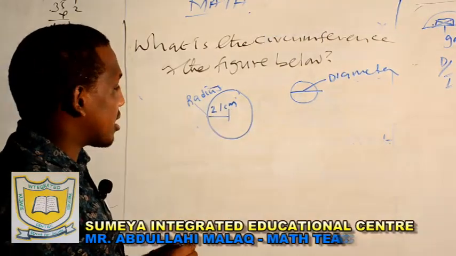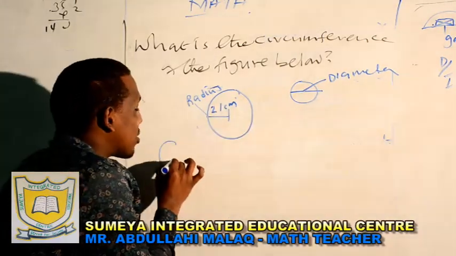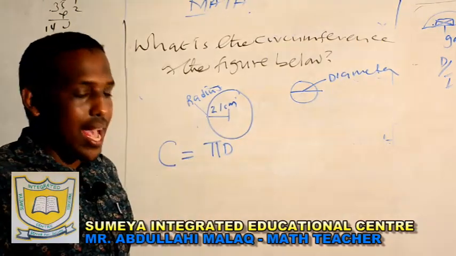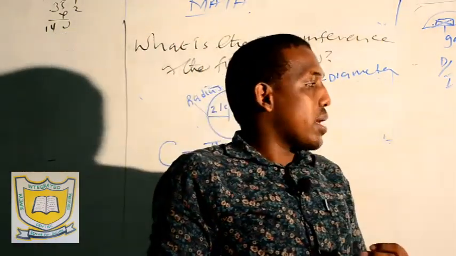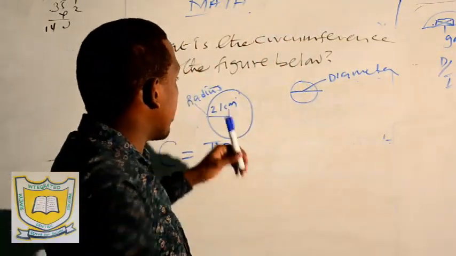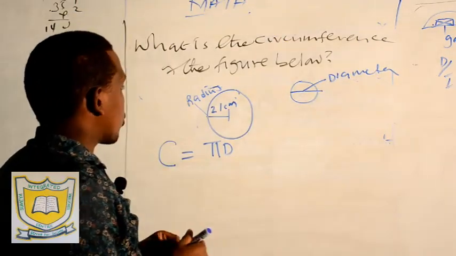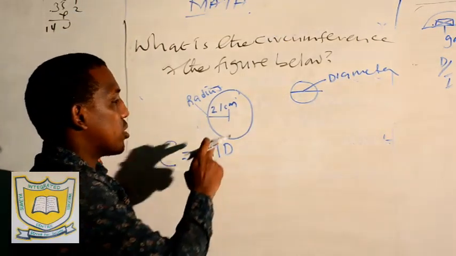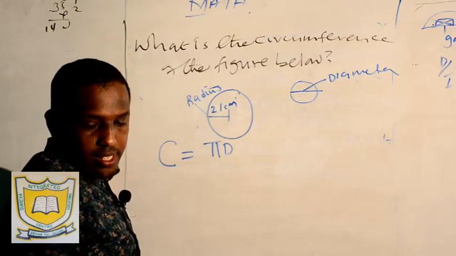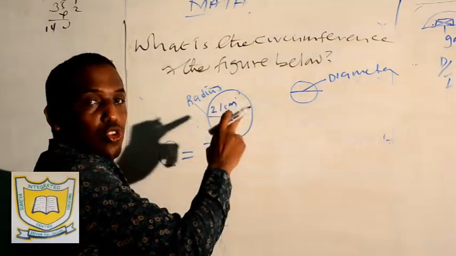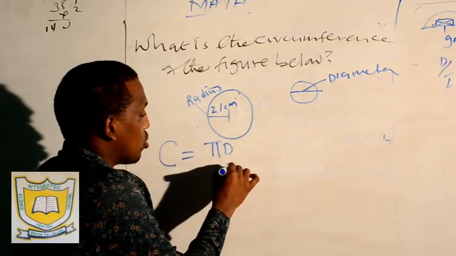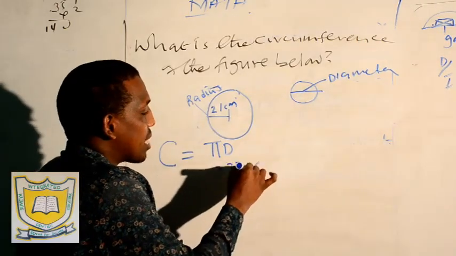So they want us to get the circumference. The circumference of a circle is equal to pi times d. Pi can either be 22/7 or 3.14 depending on the question. So now let us use 22/7 because 21 is divisible by 7, and in our case they told us to take 22/7, so you follow the instruction. So the circumference is equal to 22/7 times diameter.